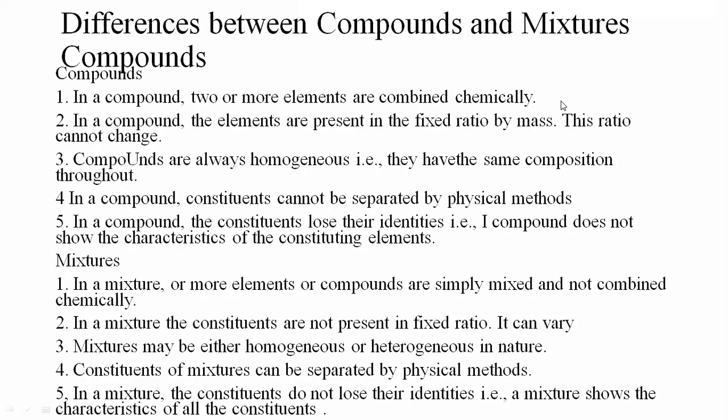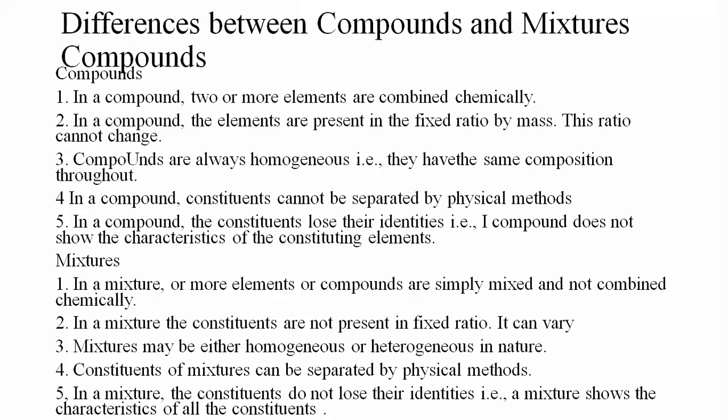Differences between compounds and mixtures. Compounds: in a compound, two or more elements are combined chemically. The elements are present in a fixed ratio by mass. This ratio cannot change. Compounds are usually homogeneous, that is, they have the same composition throughout. The constituents cannot be separated by physical methods. They require chemical methods. The constituents lose their identities. That is, the compound does not show characteristics of the constituent elements. These are very important characteristics, which I have clubbed together.